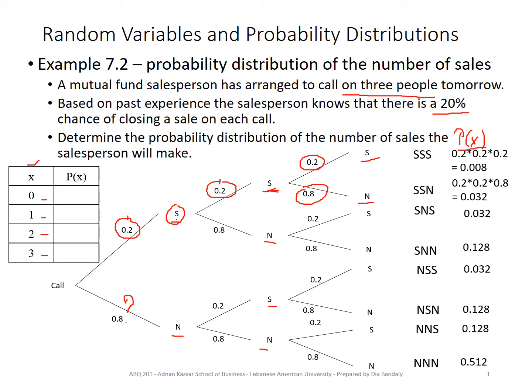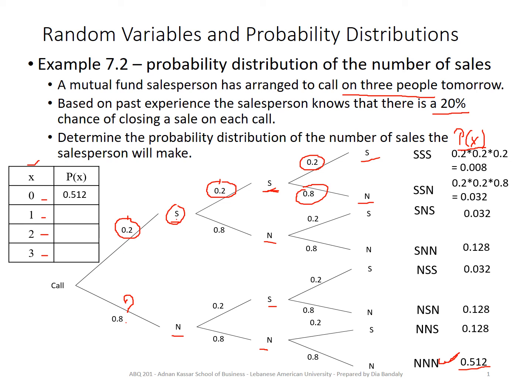Now, what's the probability that we have 0 sales? All I have to do now is go to the final column here and see which case satisfies 0 sales. 0 sales is only here, where I have no, no, no. So I know that this probability will be equal to 0.512.